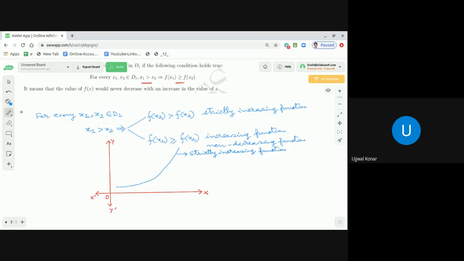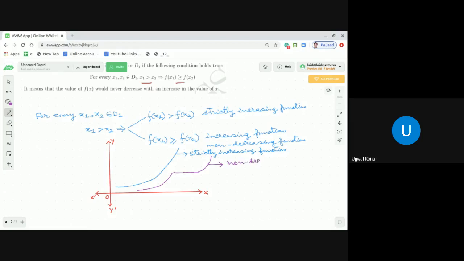Now, dear students, you get another case. Let me use the purple color. Suppose a function is something like this. It goes something like this, then goes along a straight line. This is a straight line, and then again this one. This kind of function, we call it a non-decreasing function.